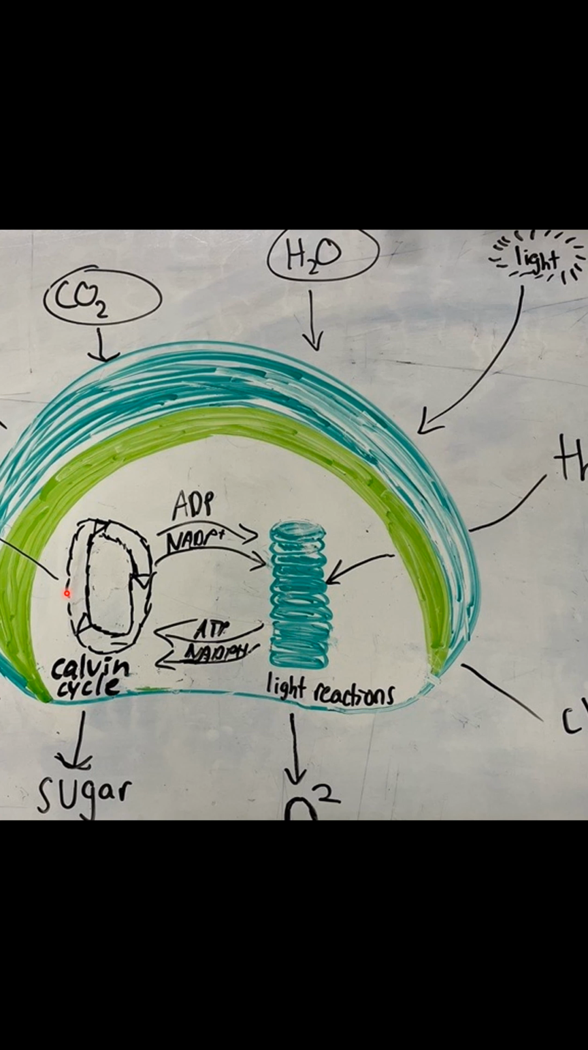In the stroma, the Calvin cycle uses the products of the light reactions, specifically ATP and NADPH, to combine carbon dioxide with other molecules to form sugar. ADP and NADP+ can be used again in the light reactions to continue the cycle. This was an overview of photosynthesis.